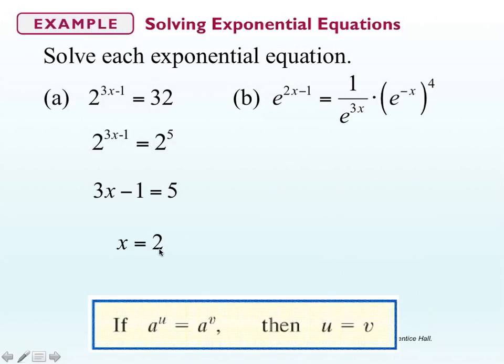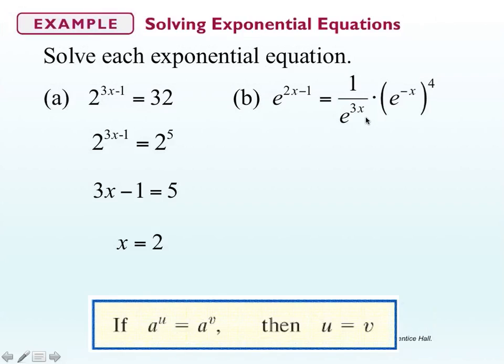And before we do the next one, I would highly recommend that you check this because it's really easy to check. If you take 2 and plug it into the original, 3 times 2 minus 1 is going to give you 5. And in your calculator, if you do 2 to the 5th power, you're going to get 32. So that one works.